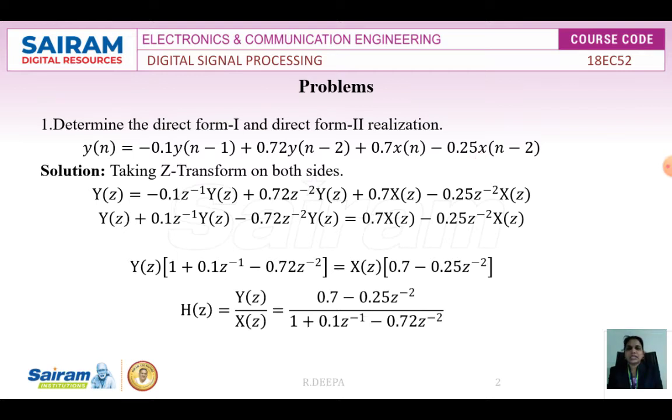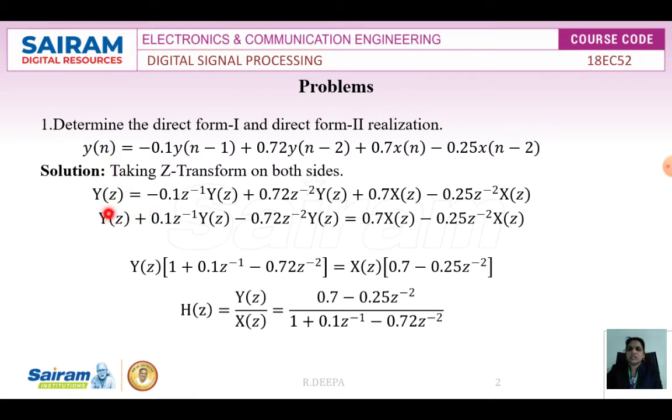As already I have told you, the procedure to draw the direct form 1 structure is: whatever the given difference equation, let us write it down again and take the Z transform of the entire equation. Then we will arrange it in the form of y of z divided by x of z, so that you will get the entire transfer function. So here, take the Z transform of the above equation.